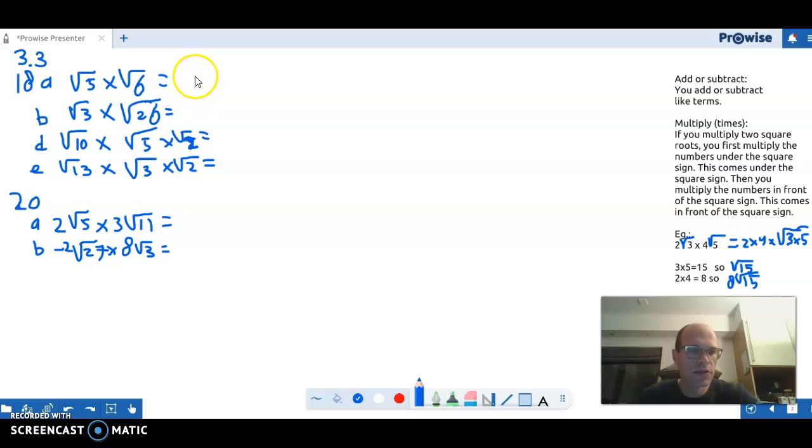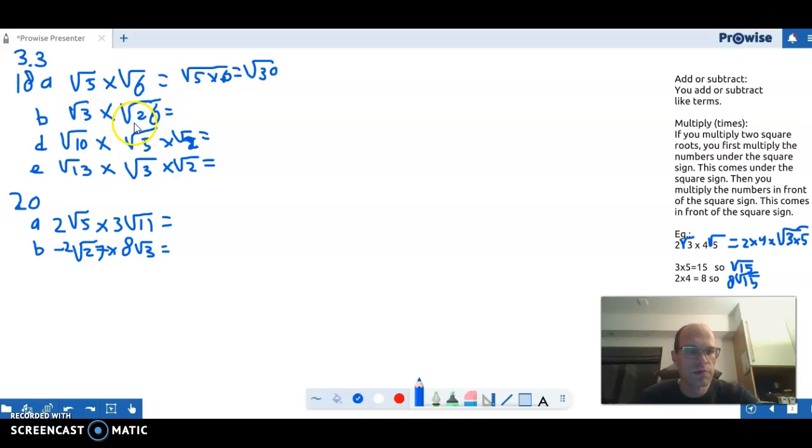First 18 and then 20, just a few. So with 18, first of all, what do we have? Square root of 5 multiplied by square root of 6. So we don't need to keep in mind the number in front of the square root sign because they're not there. So just square root, and then it's 5 multiplied by 6, and it is the square root of 30. This step in between, you don't need to do it, but it is what happens.